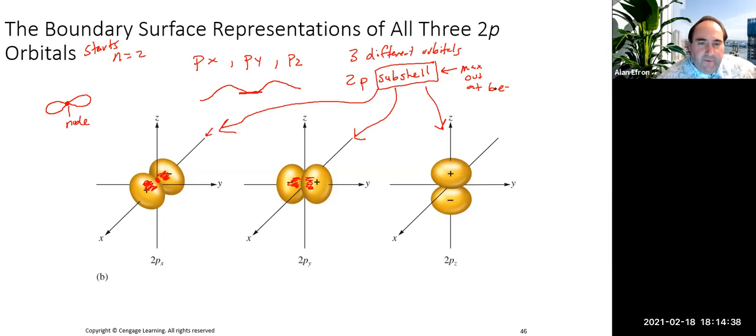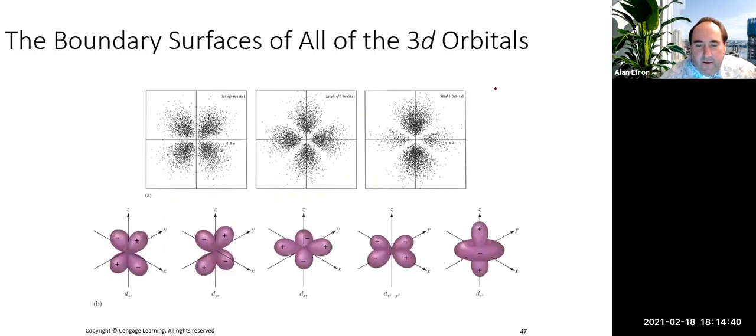Now, we then have our d orbitals. There are 5 different d orbitals. They kind of look like 2 p orbitals together. We have xz and so forth in their different locations. We have one where it looks like a p orbital with a donut in the middle. But again, these are the density maps that we were talking about, the probability maps.